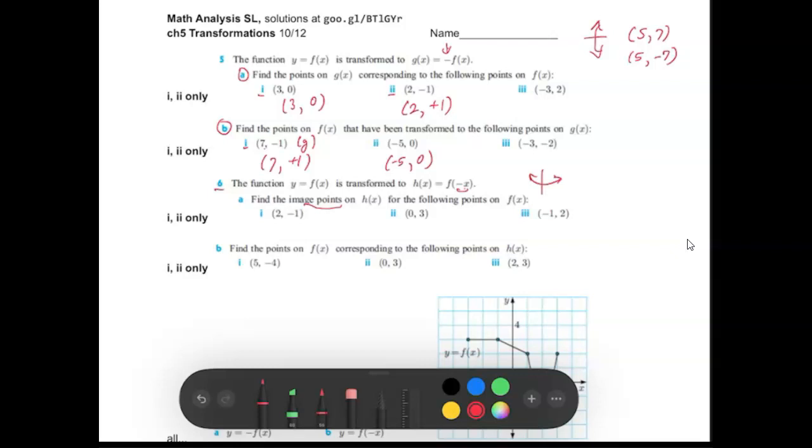So we start out with these points on f, okay, and we want to know what the h function point is. So we just need to do the transformation on it, which is we're going to take the x coordinate and invert the sign, and the y coordinate is going to stay the same in this case.